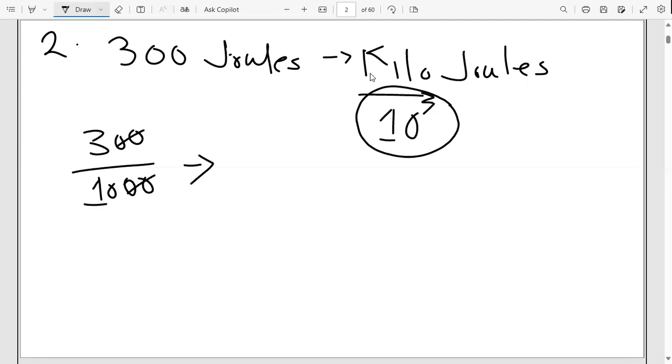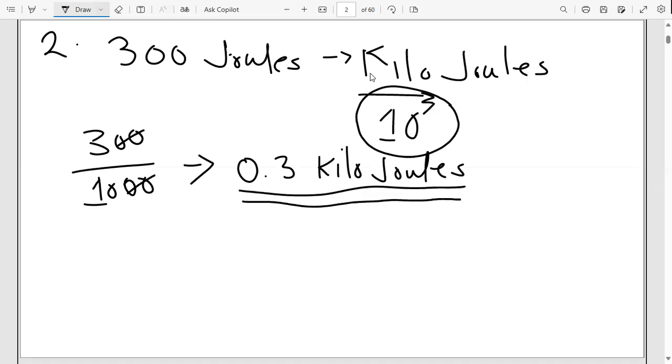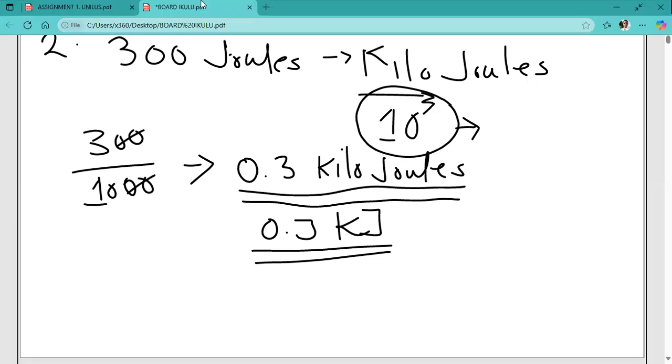This is actually going to give us our energy in kilojoules, which will be equal to exactly 0.3 kilojoules. So if we convert our 300 joules into kilojoules, we're going to find exactly 0.3 kilojoules, or 0.3 kJ. Hence, we've converted this from joules to kilojoules just by dividing by 1,000, because kilo stands for 1,000. Okay, so that is question 2.